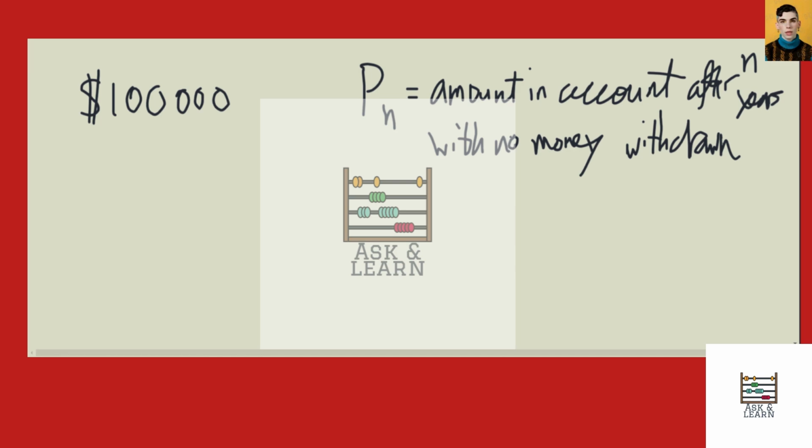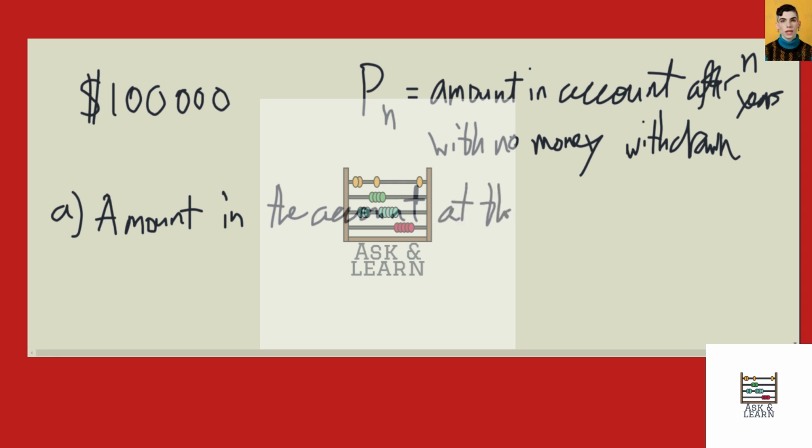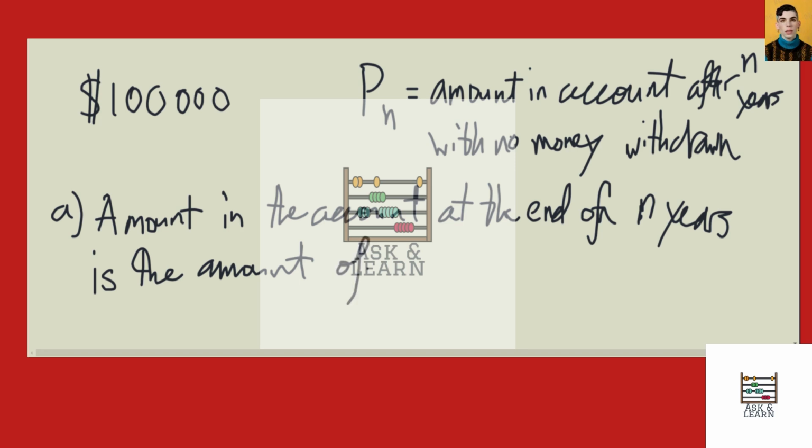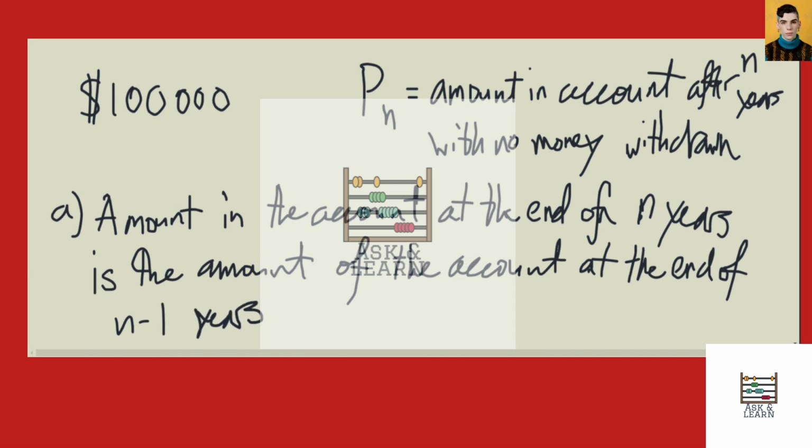So in the first case, we have that the amount in the account at the end of n years is the amount that was in the account at the end of the previous year, which is going to be Pn minus 1.